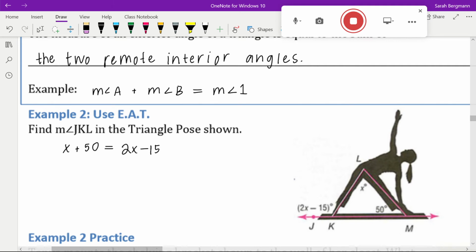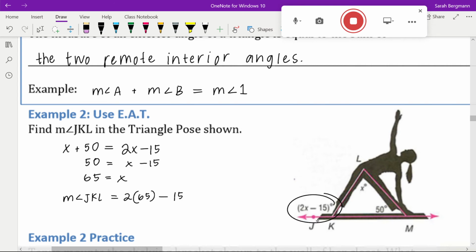Now this looks like an equation from algebra that I know how to solve. I'll start by subtracting x on both sides. Next, add 15 on both sides, and you'll get x is 65. However, they didn't ask us for x, they asked for the measure of angle JKL. So we have to substitute x back into the measure of angle JKL. The expression for JKL was 2x minus 15. So instead of x, I'm going to substitute in 65. Now I can simplify this, and you should get the measure of angle JKL is 115.